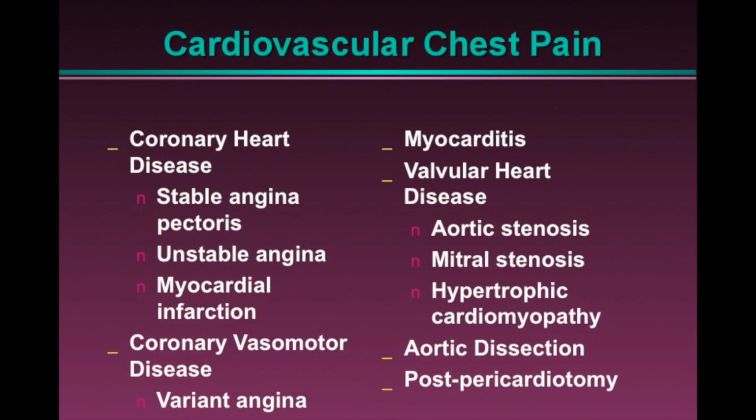So what are the cardiac causes of chest pain? Under coronary artery disease, we have angina, which is stable. We have unstable angina and myocardial infarction, which group as the acute coronary syndromes. We have what we call coronary vasomotor disease, which is coronary vasospasm, which occurs usually in women, usually in smokers. It is not usually related to exertion, it happens at rest.